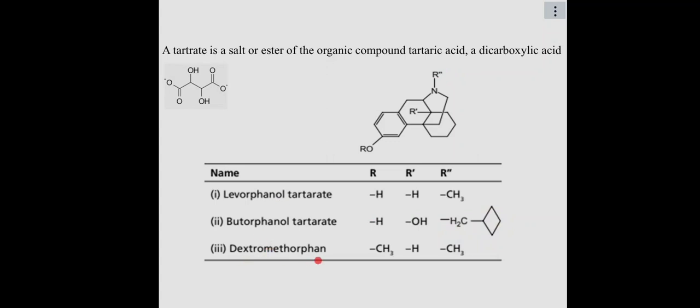So dextromethorphan, you had already looked at that. It has a CH3 group there. But of importance is to note that the stereochemistry at this position number 9 will be different, because it has to carry the S configuration rather than the R configuration. And of course, it's because it's a methorphan, here must be a methyl group, as we have discussed. So that's the main difference.